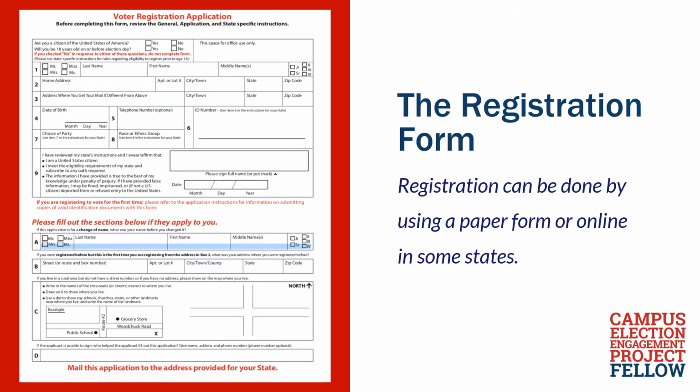Registration can be done by using a paper form or online in some states. It's important to know that each state has their own voter registration laws, so be mindful of where students are trying to register. For example, if a student is going to school in Pennsylvania, but is an Ohio resident and wishes to vote in Ohio, they would need to use an Ohio registration form.